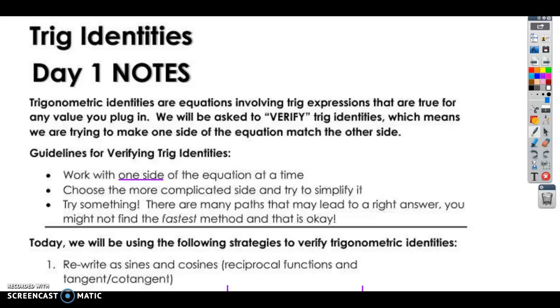So the guidelines: work on one side, and it's better to choose the more complicated side and try to simplify it. But after some practice, you'll see there's always one side that's probably a little bit easier. And there is more than one way to do these problems. You might pick a more difficult way, but you might get around to it. Just try something. A lot of times I'll start one of these problems and what I've tried doesn't work, so I just erase everything and then try again. So you're going to need to write this stuff down.